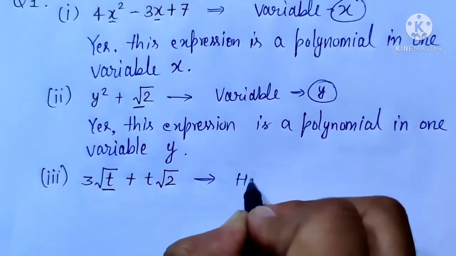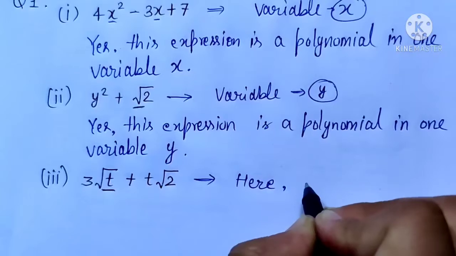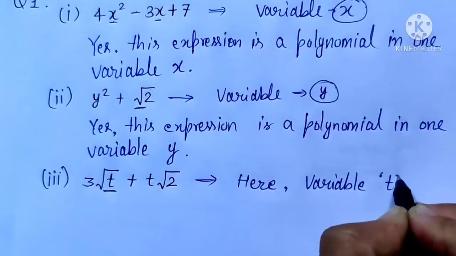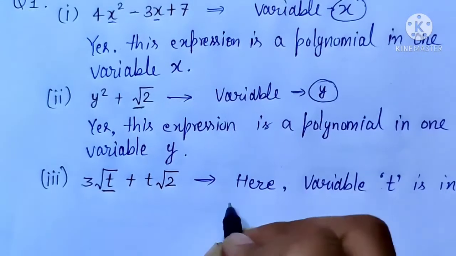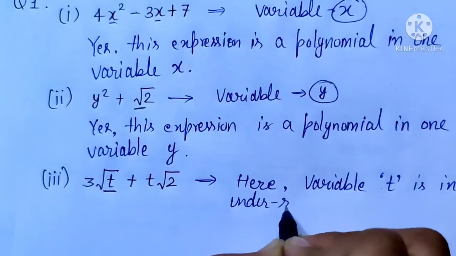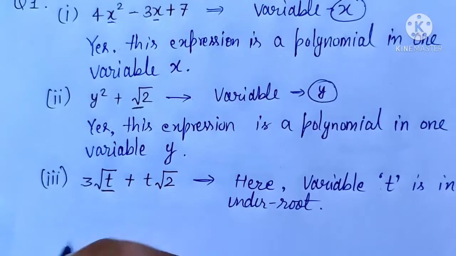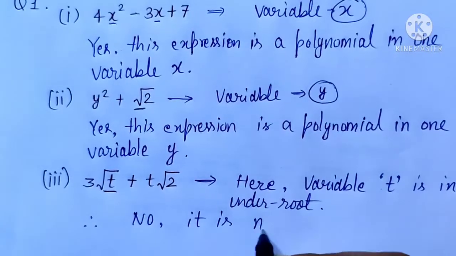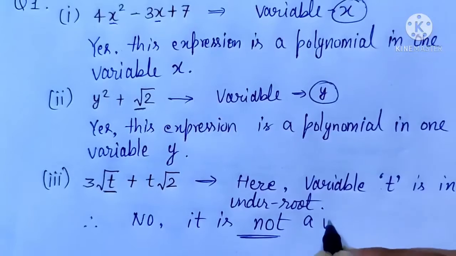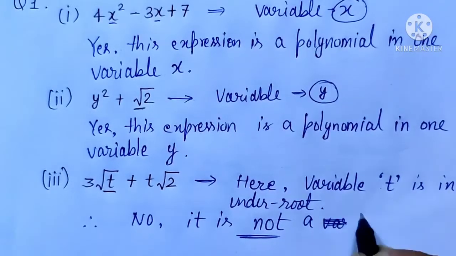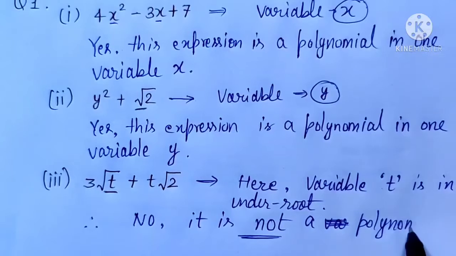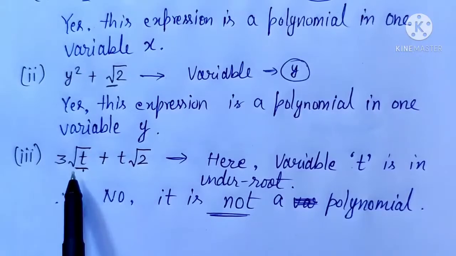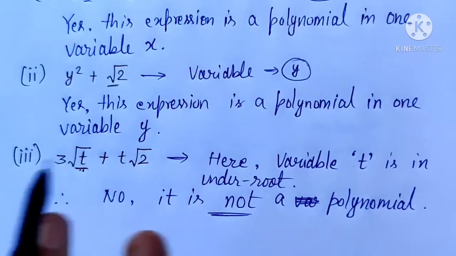Why? Here the variable t is under root sign. Therefore, no, it is not a polynomial. It is not a polynomial. Clear? It is not a polynomial. Why? Because here the variable is under root. That's why it is not a polynomial.